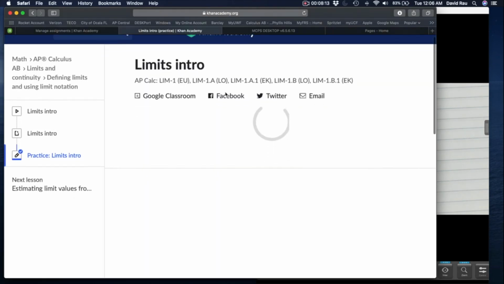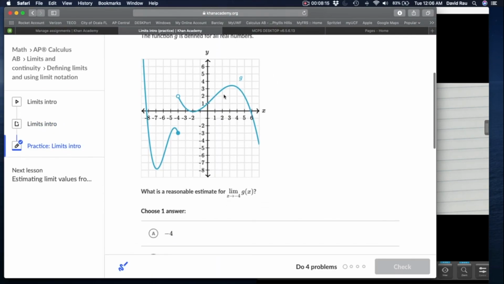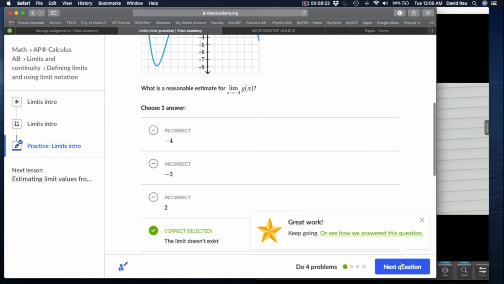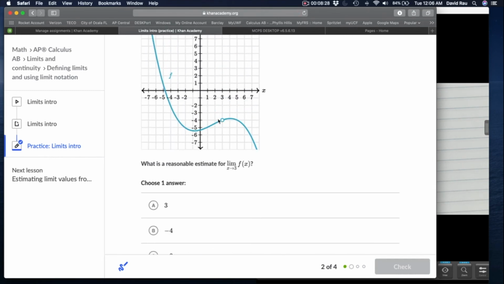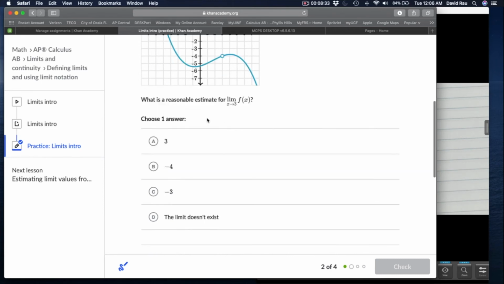I'm kind of going out of order. Now let's look at limits intro. So kind of the same idea. What's the limit as we approach -4? Again, the left and the right are not meeting together, so the limit doesn't exist. The limit as we approach 3, this time they are meeting. We're meeting at here and here. So from the left and from the right, we're essentially at -4.